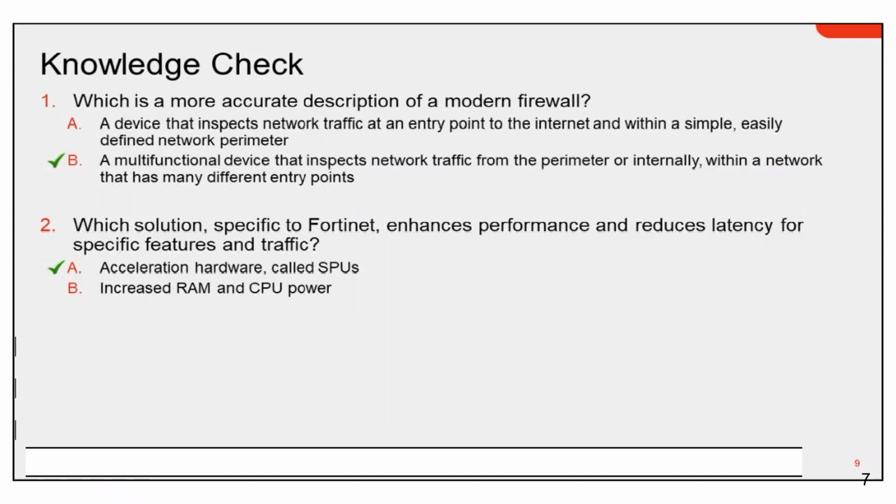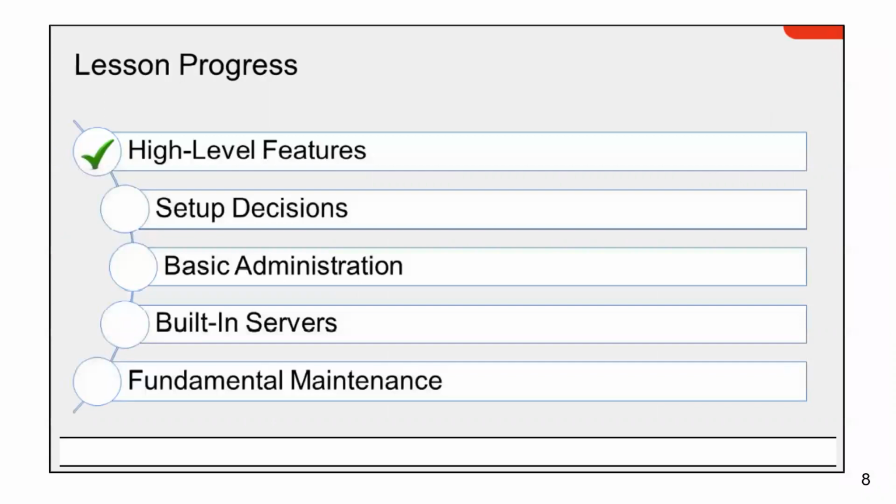Second, which solution specific to Fortinet enhances performance and reduces latency for specific features in traffic? So now we all know that it's acceleration hardware, also called SPU. Okay, so make sure that you guys know the CP, NP, SP, and FortiSOC. Okay, all right. Now let's move on. So that was the high level features. Okay, a 10,000 feet above overview of what exactly the FortiGate looks like.